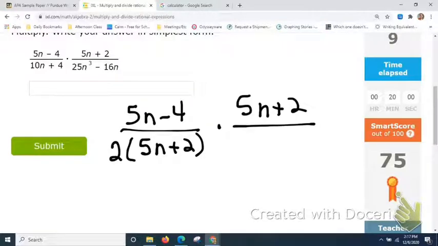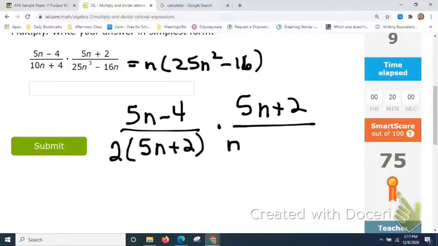And the denominator, those two have an n in common, right? So there's going to be an n on the outside, and then it's the difference of two squares. So 5n plus 4, 5n minus 4.